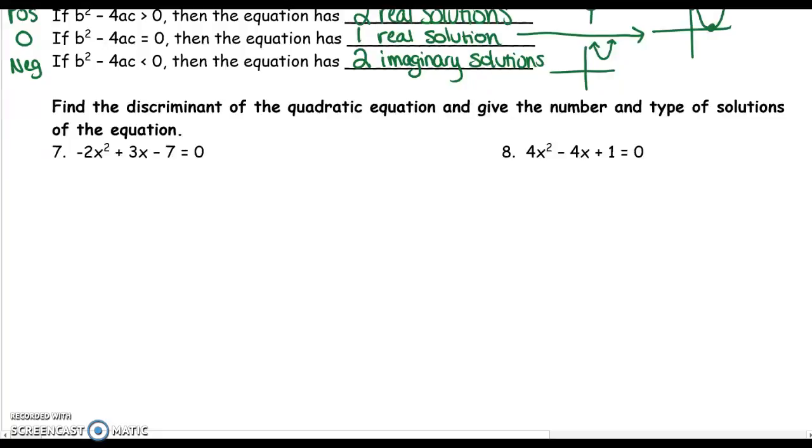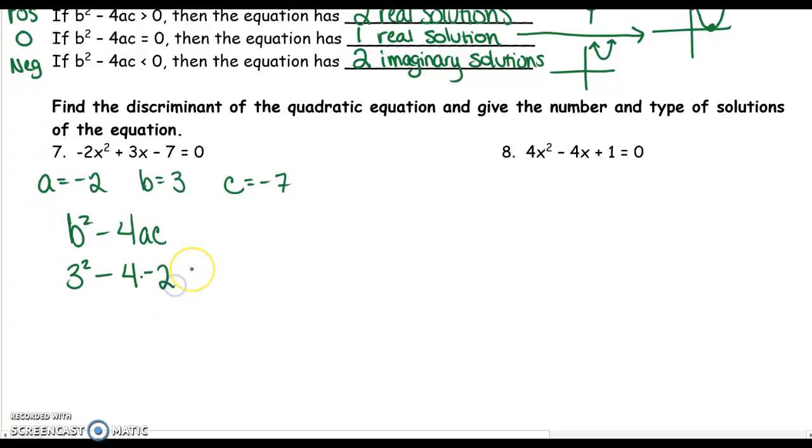Yesterday I mentioned that it's easier to use a quadratic equation where your a value is positive because you don't want to have to simplify a negative number on the bottom of the quadratic formula. When you're finding the discriminant, it really doesn't matter at all. So our a value here is -2, our b value is 3, and our c value is -7. Let's find the discriminant. b squared minus 4ac. Our b value is 3, so 3 squared, minus 4 times our a value, -2, times our c value, -7.